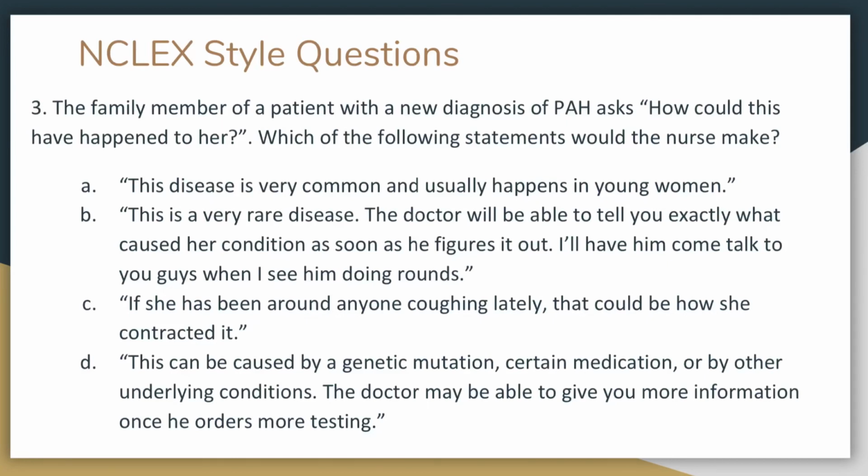It does affect women in their 20s to 40s. It is not contagious, and it is caused by genetic mutations, certain medications, illegal drug use, or by other underlying conditions like congenital heart disease, HIV, or lupus. After testing and reviewing the patient history, the doctor may or may not be able to tell her what caused her PAH. It may be idiopathic.